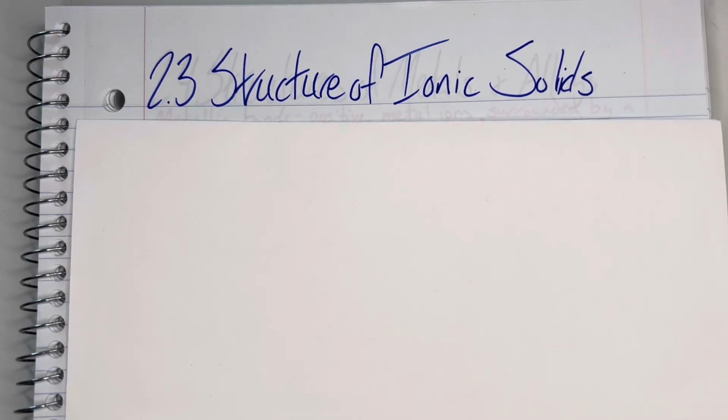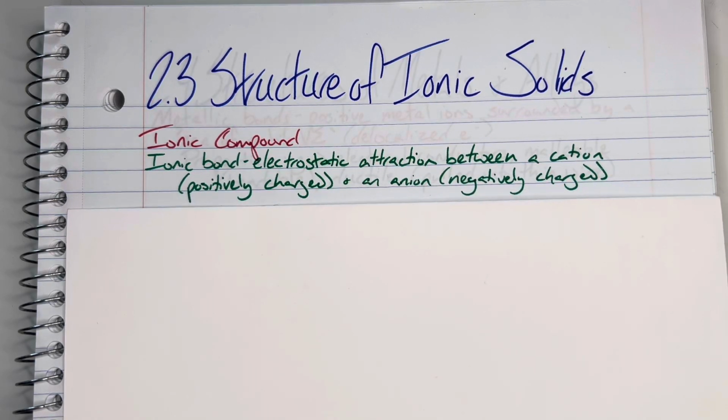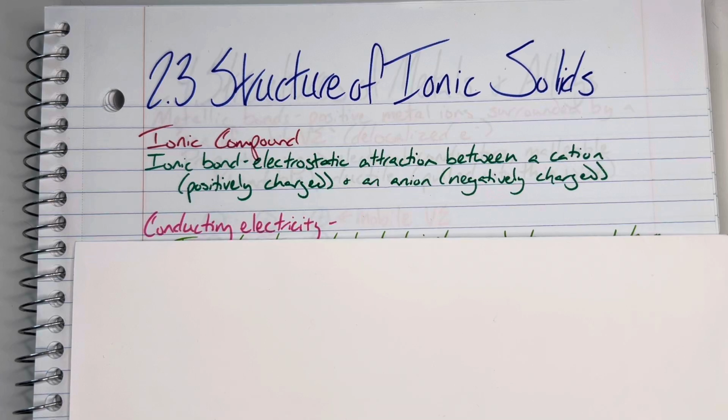AP Chemistry, Unit 2.3, Structure of Ionic Solids. So ionic compounds involve ionic bonds. Those are going to be electrostatic attractions between a cation, which is going to be positively charged, and an anion, which is going to be negatively charged.